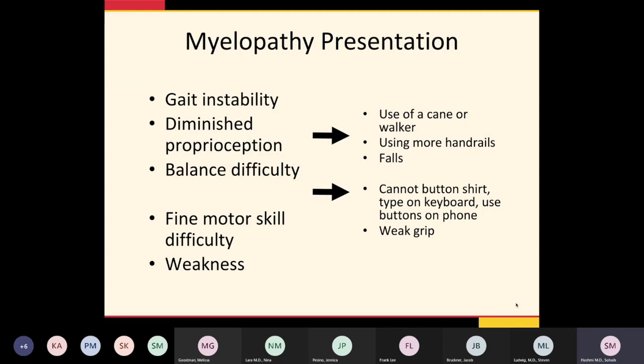Fine motor skill and coordination can be diminished in patients. Often the questions that will lead to eliciting that decline is whether the patient can perform activities of daily living like buttoning a shirt, turning a doorknob, typing on a keyboard. Grip strength can be decreased, so patients should be asked whether they can open jars.